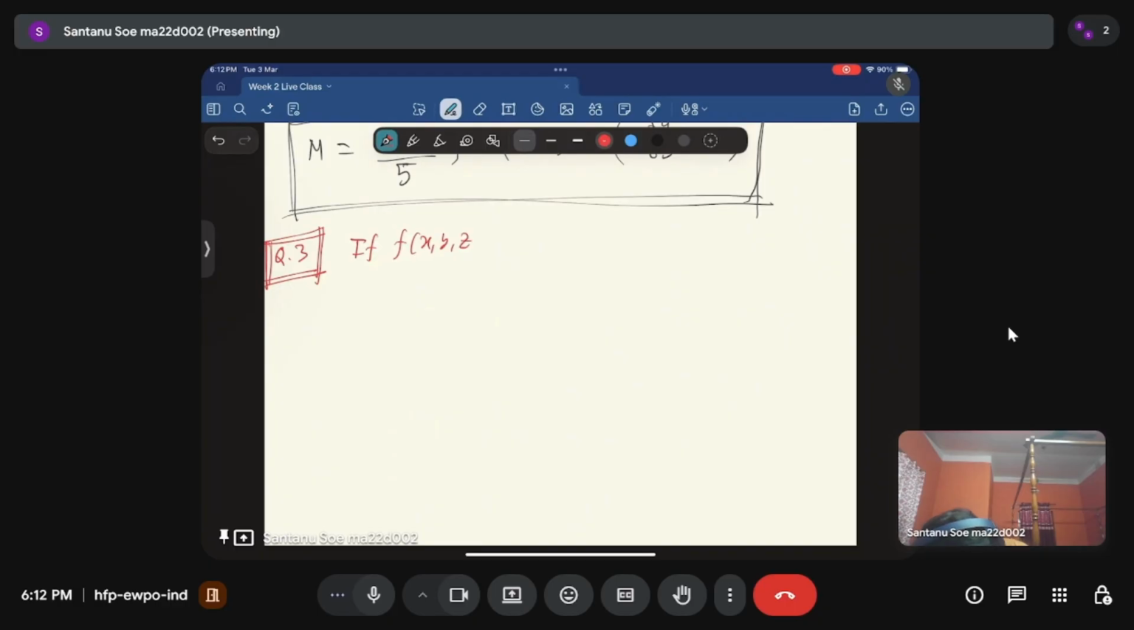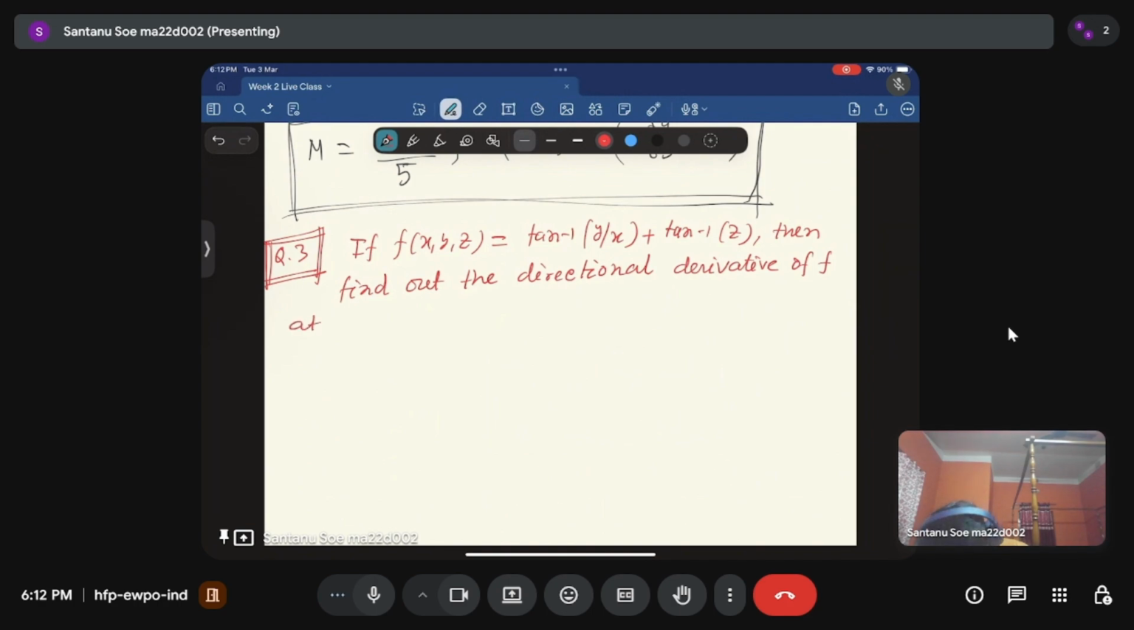If f of xyz equals tan inverse of y by x plus tan inverse of z, then find out the directional derivative of f at P (2, 1, minus 2) in the direction minus i plus j plus 2k cap. Okay.